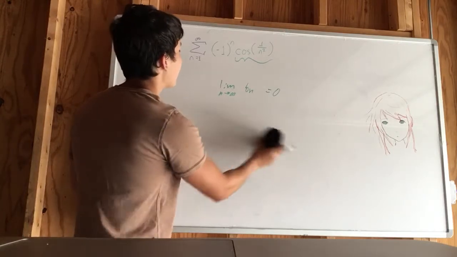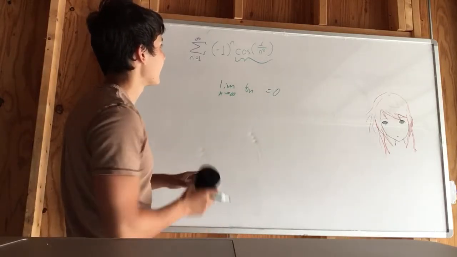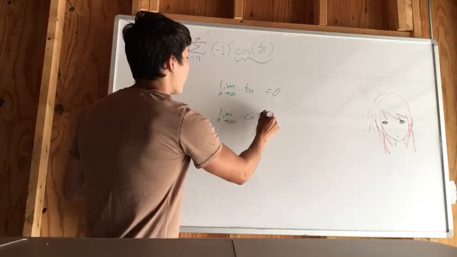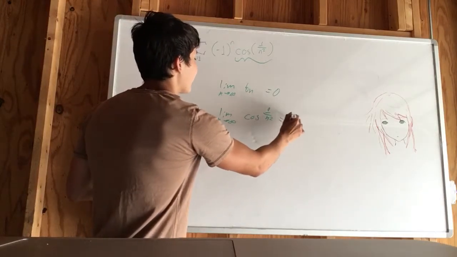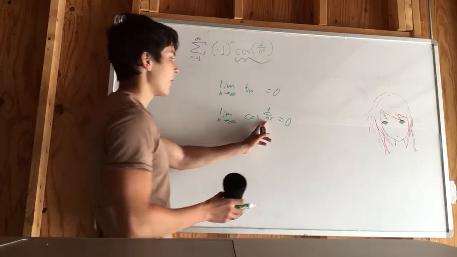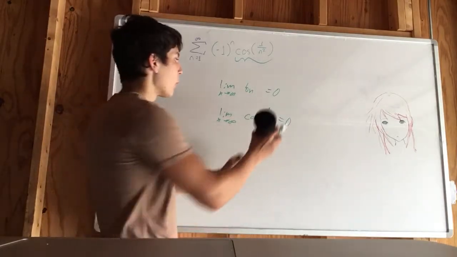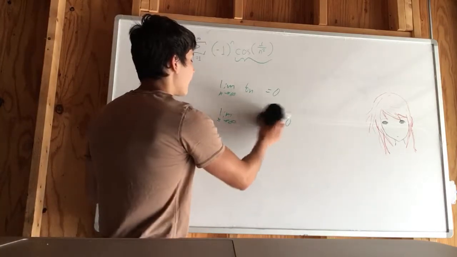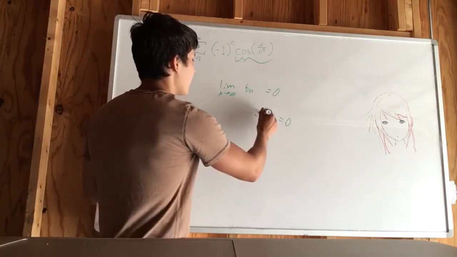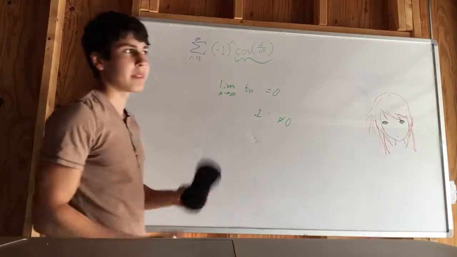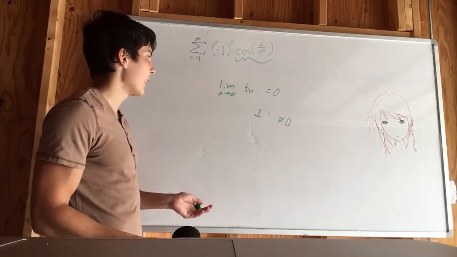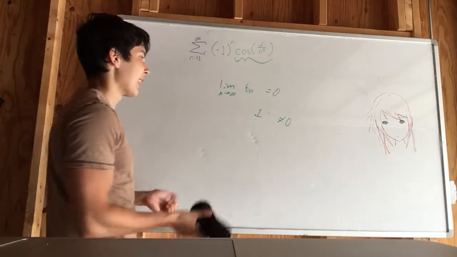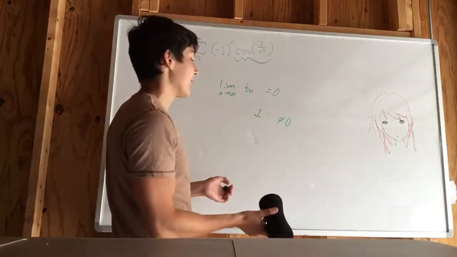So let's check if the limit as n approaches infinity of the cosine of 1 over n squared actually equals 0. So what happens when we plug infinity into this denominator? We obliterate this 1, and that becomes a 0. Cosine of 0 equals 1. 1 is not equal to 0. That means that we failed in our first trial. We don't even need to check anymore if it decreases or not. The alternating series test failed.